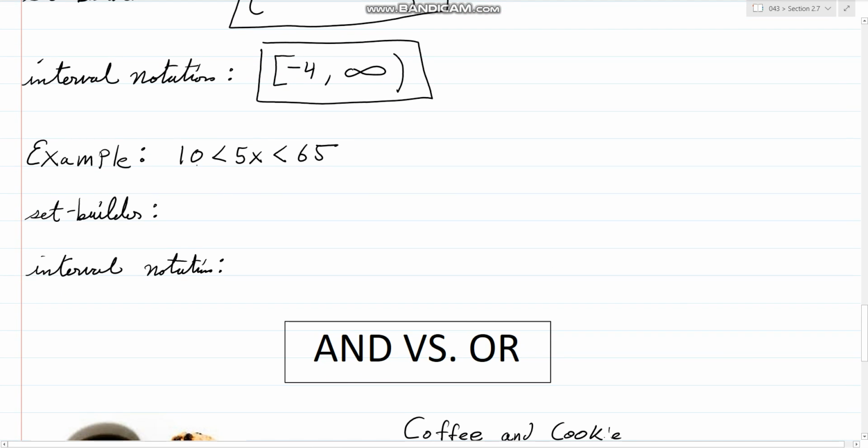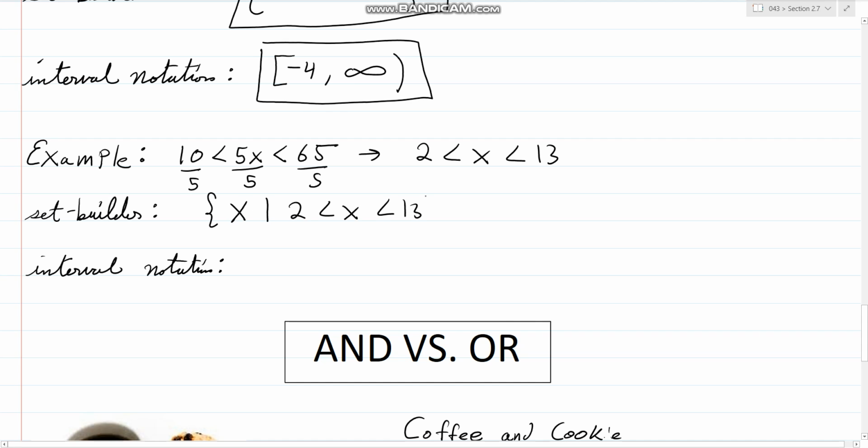I have 10 is less than 5x is less than 65. And I need to get it where it's just x and not 5x. So I'll divide both sides by 5. Okay. And what's that going to become? 2 is less than x is less than 13. And now I'm ready to answer the question. So in set builder notation, I can just rewrite that information. 2 less than x less than 13.